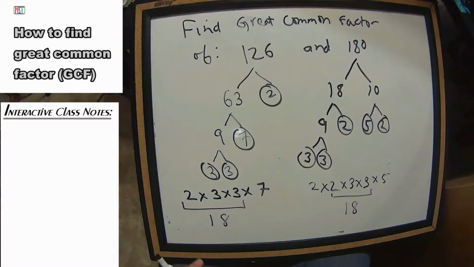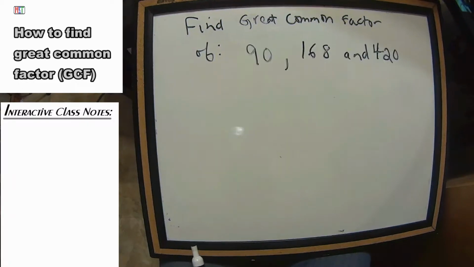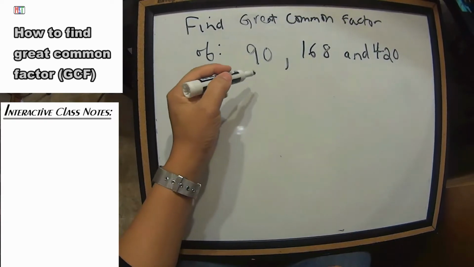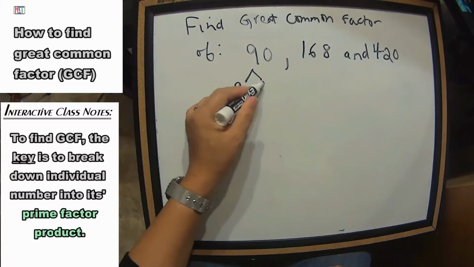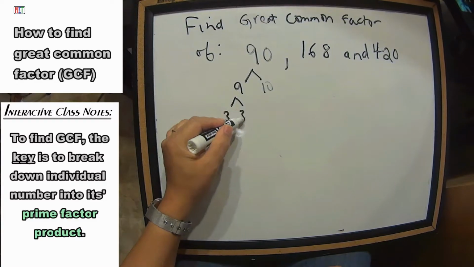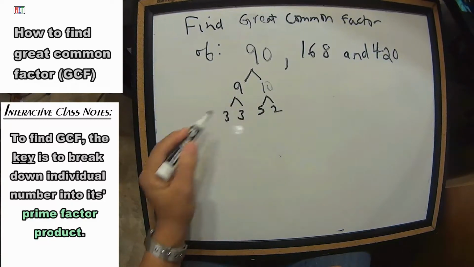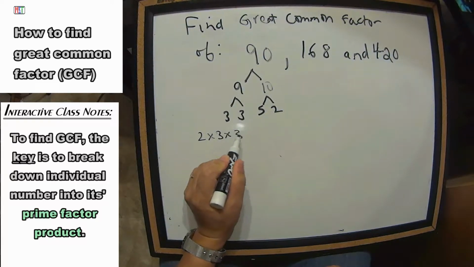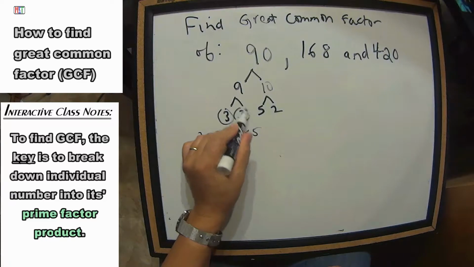This time I'm going to give you three numbers and find the greatest common factor for that. Alright, here's the last question. Find the greatest common factor of 90, 168, and 420. So we have three numbers this time. So this is going to be a little bit harder because we have to find the prime factors for individual numbers. So start with 90. We got 9 and 10, and 9 can be broken into 3 and 3, and 10 can be broken down to 5 and 2. So if you write the prime factor product, it would be 2 times 3 times 3 times 5. You see that?